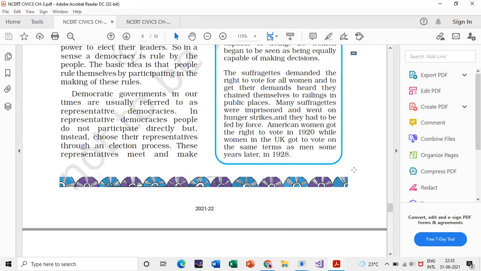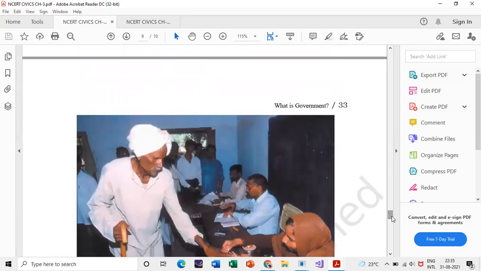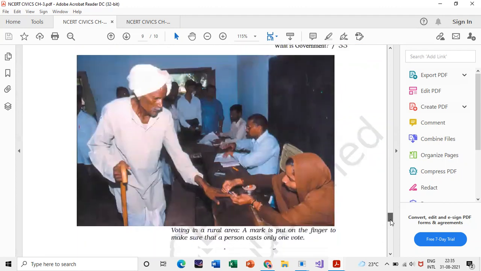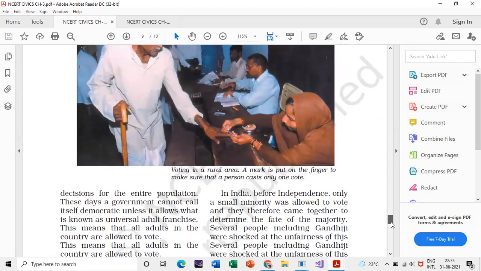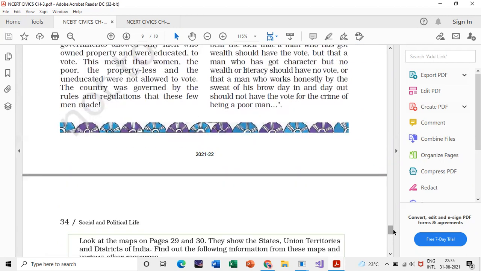Okay, so for the next, we went to the next questions. You can see the picture. You can get picture questions also, what they're doing. That is electing the people. Here in the last line, you can see this last line is very important: the country was governed by the rules and regulations that these few men made. This line is very important. I once again repeat, underline this. The country was governed by the rules and regulations that these few men made.